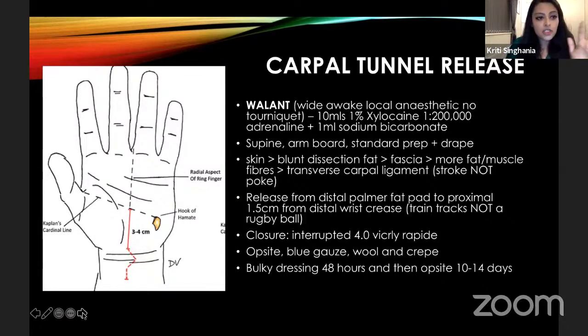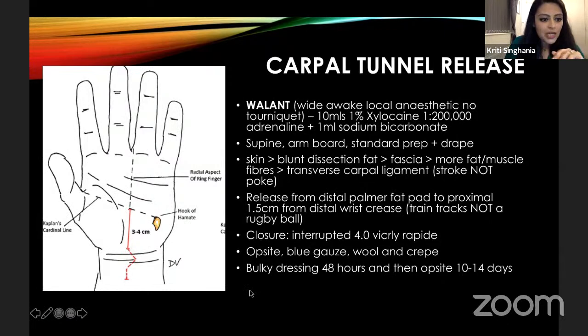So you draw your incision, which if you look at this diagram, you can see here, you have your ring finger and you look at the radial border of that and you come down to the distal wrist crease. You then draw Kaplan's line, which is an important line because anything distal to this is where your superficial palmar arch is, and you want to avoid any injury to that. So you draw your incision, it's usually about 3 to 4 centimeters, and then you proceed.